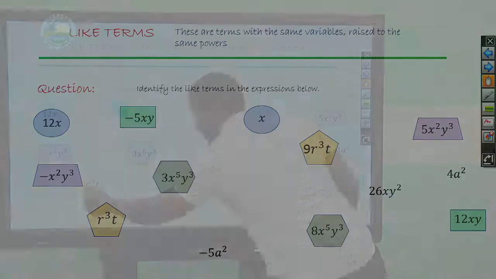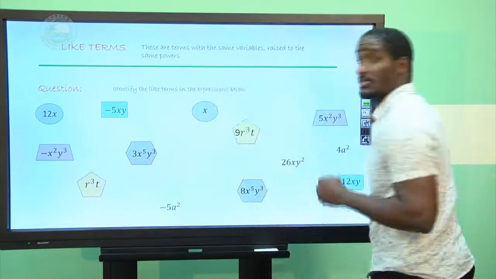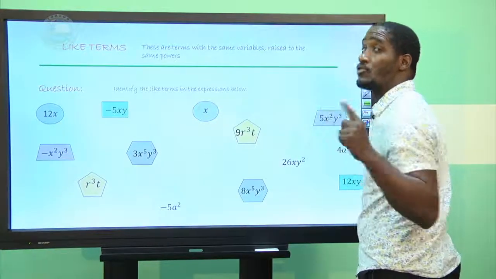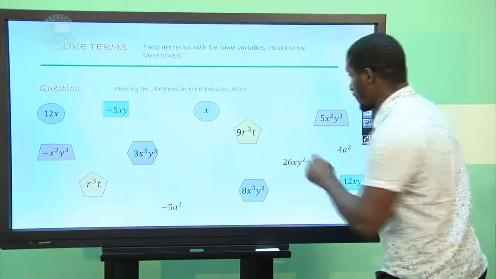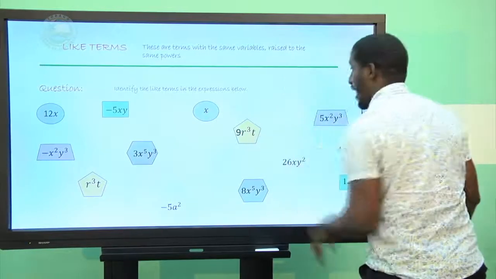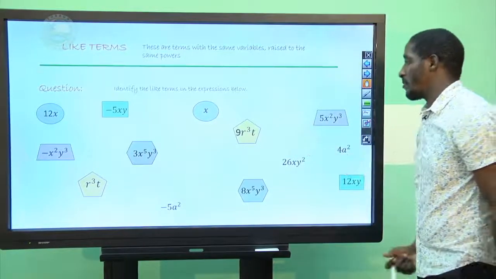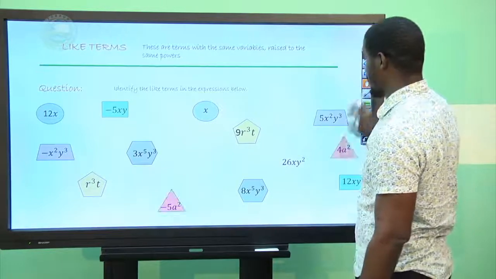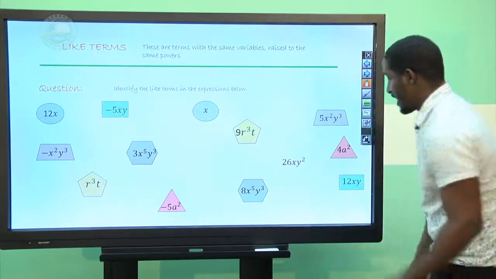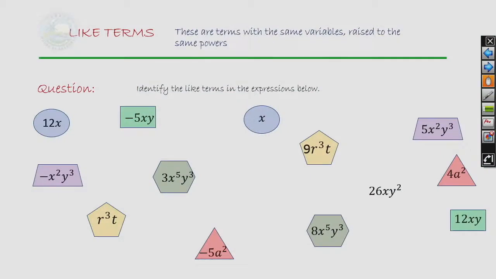This here, the r is to the power 3, the t is to the power 1. Remember, if I see no power, the power is 1. Here, for this term, r is to the power 3, t is to the power 1. So these here are again like terms. Any more like terms? Yes. Here we have variable a being squared, variable a being squared. Those are all the variables for these two terms. So these two terms are like terms.